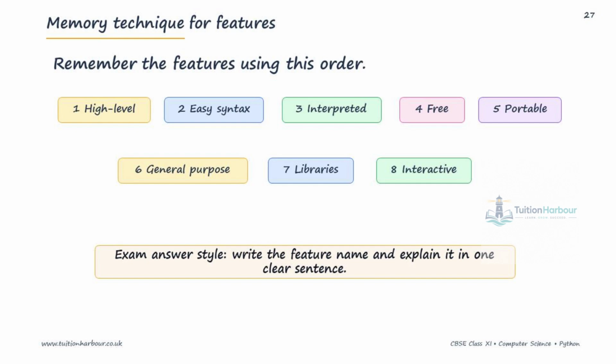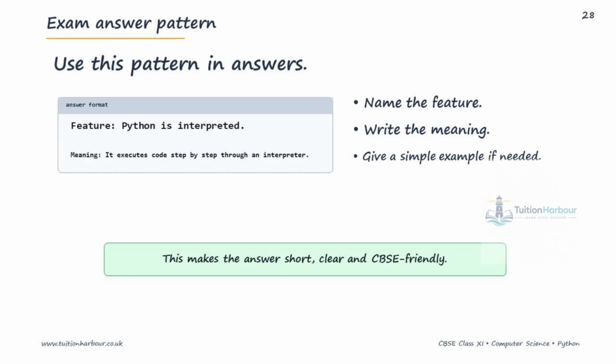Remember the main features: high level, easy syntax, interpreted, free, portable, general purpose, library support, and interactive use. In an exam answer, first write the feature name, then explain its meaning in one clear sentence. Add a simple example if required.